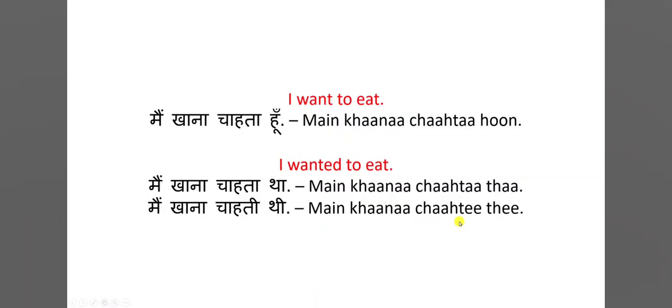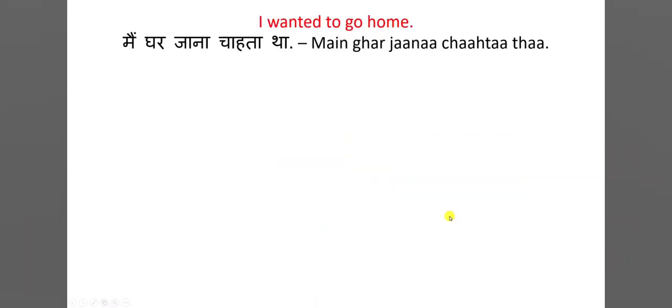Okay? Let me give you examples. I wanted to go home. मैं घर जाना चाहता था. मैं is I, घर is home, जाना is to go, wanted is चाहता था. Now this sentence can be said by a male only. Okay?